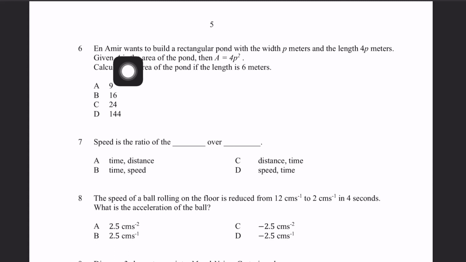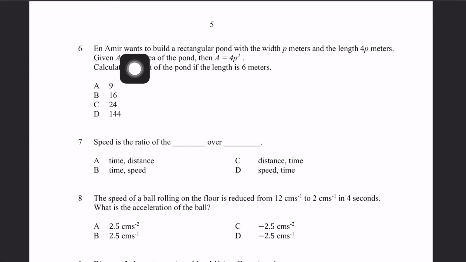Encik Amir wants to build a rectangular pond with the width p meter and the length 4p meter. Given A is the area of the pond, then A is 4p square. Calculate the area of the pond if the length is 6 meter. Okay, so kalau ada soalan macam ni, kalau boleh kita cuba lukis dulu. Okay, try to sketch the problem.